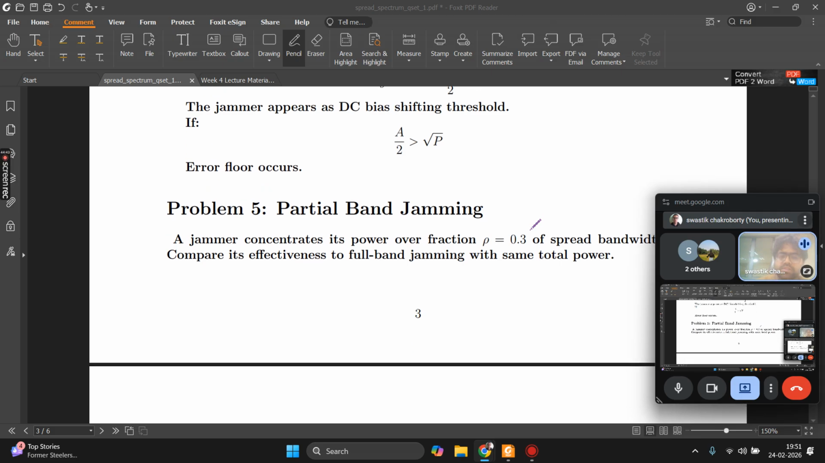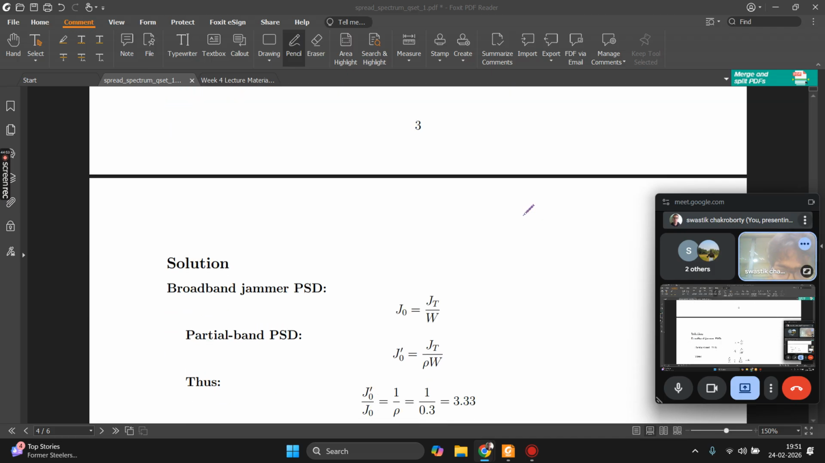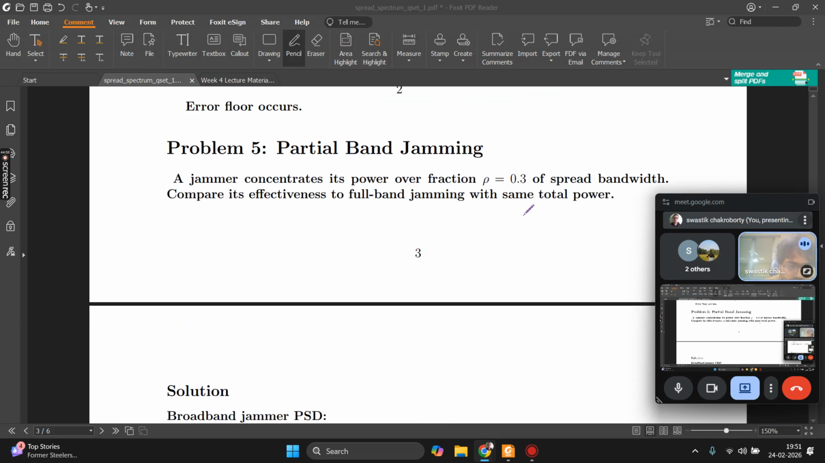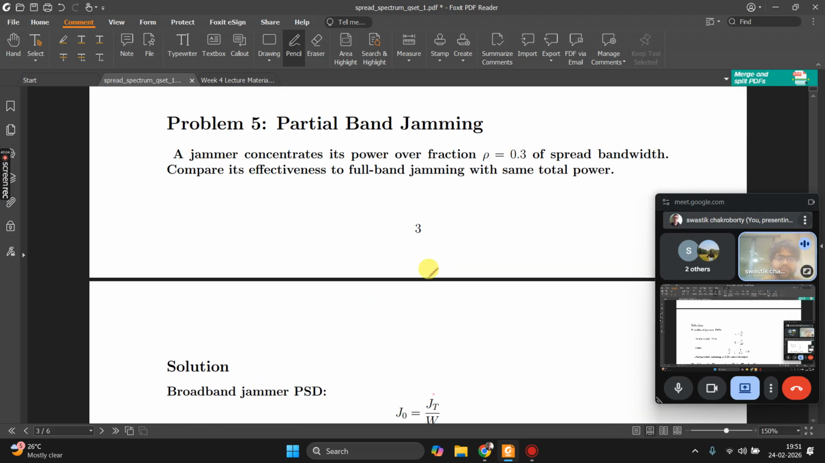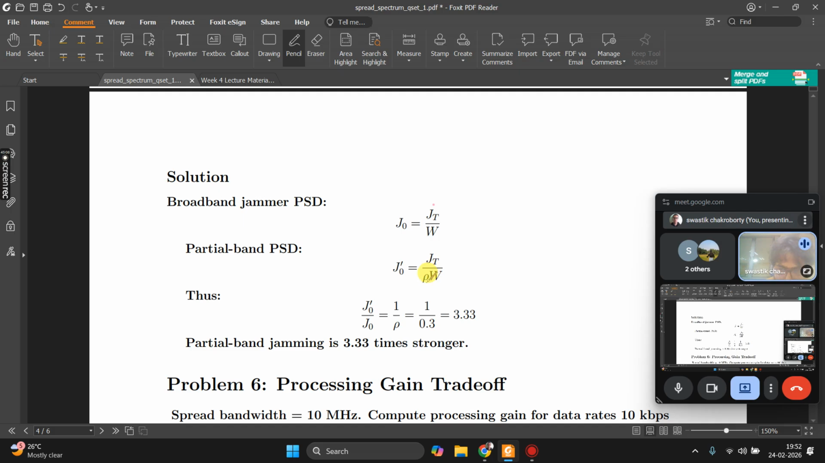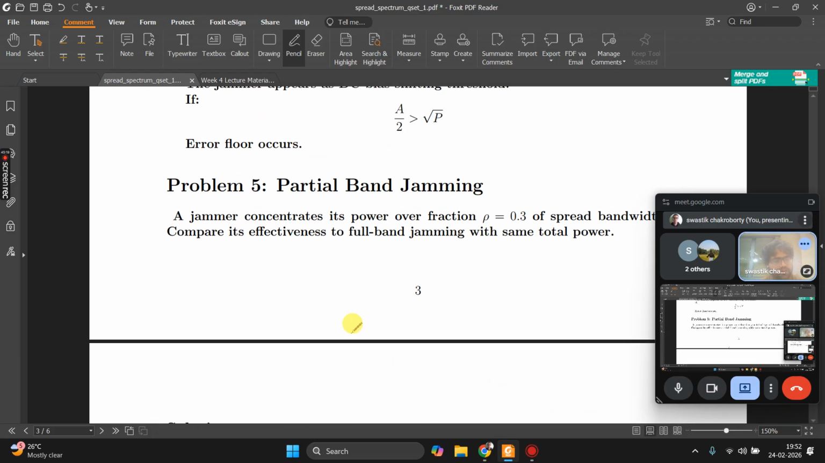Okay, a jammer concentrates its power over fraction rho equal to 0.3 of spread bandwidth. Compare its effectiveness to full band jamming. So a broadband jammer will be focusing on the entire bandwidth. So the jamming power JT will be spread across the entire bandwidth, whereas here it will be spread across 30% of the bandwidth. So 0.3 W, partial band jamming. So the partial band jamming will of course be 1 by 0.3 or 3.33 times stronger. So I think this does not need further expansion.